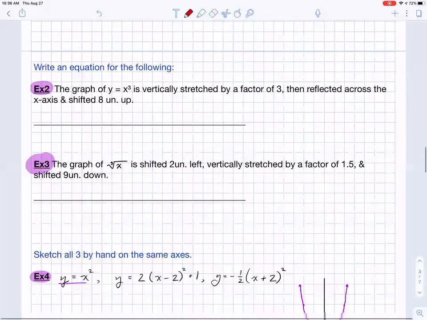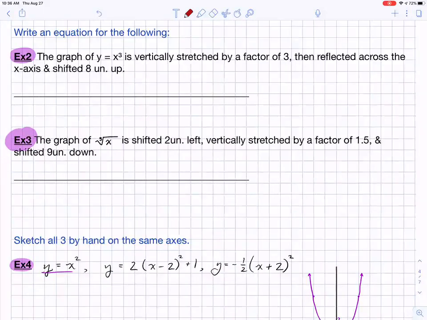Okay, let's write some equations. All right, so example number 2 says that we've got the graph of x cubed vertically stretched by a factor of 3. Let's stop right there. How am I going to write just that piece? So it's going to be 3, and what kind of an operation am I going to be doing? Multiplying, and is it going to be inside or outside the parent? It's going to be outside.